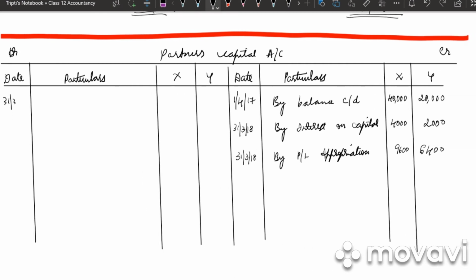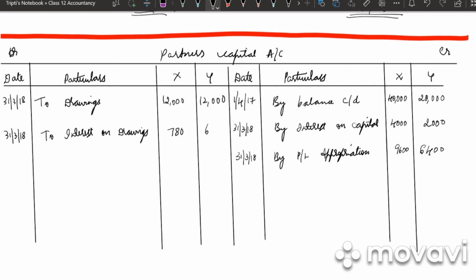Then on the debit side, we have drawings, that is the drawings amount of both X and Y. How much is it? 12,000, 12,000. Then on 31st 3/18 we have interest on drawings. How much is it? 780, 660. We will not be writing our loan amount and interest on loan amount because that amount is always transferred to the partner's loan account and not the partner's capital account.